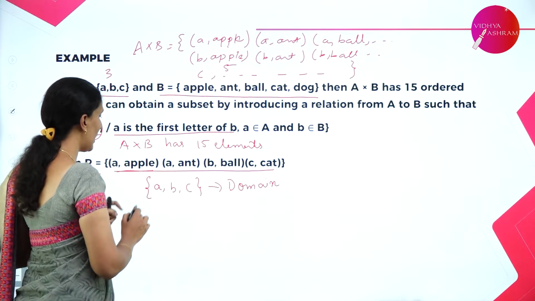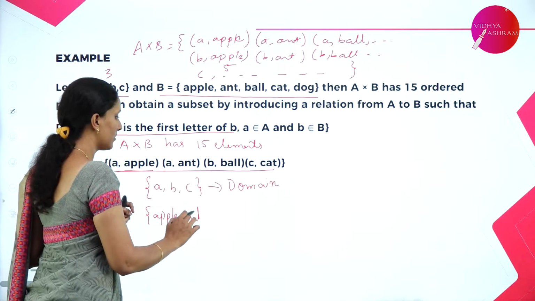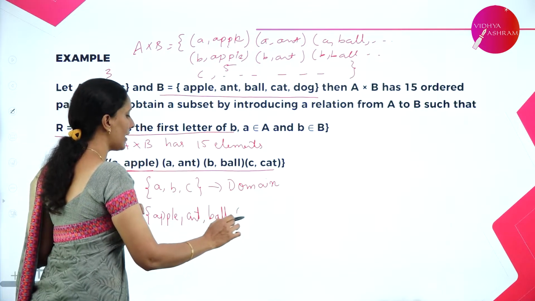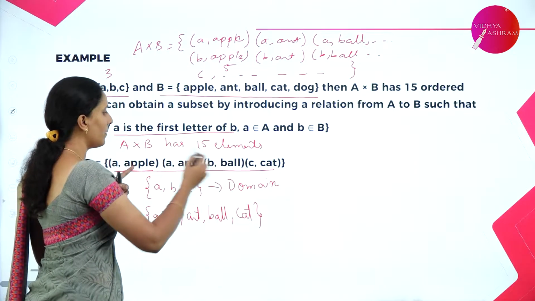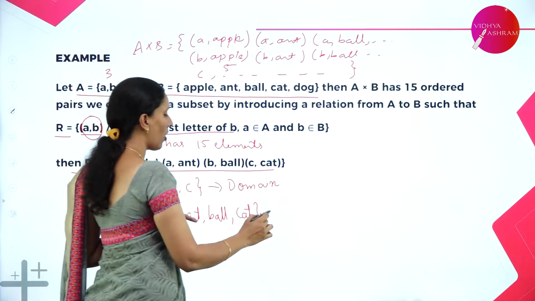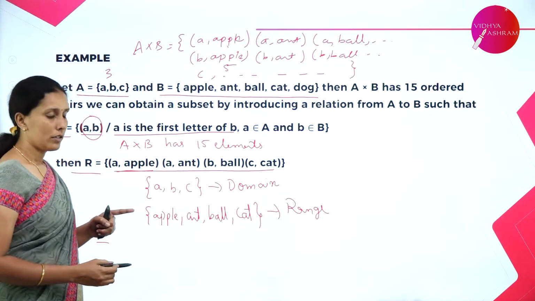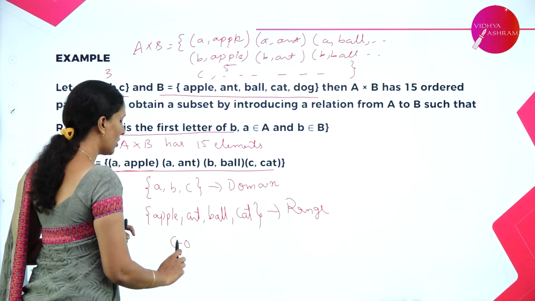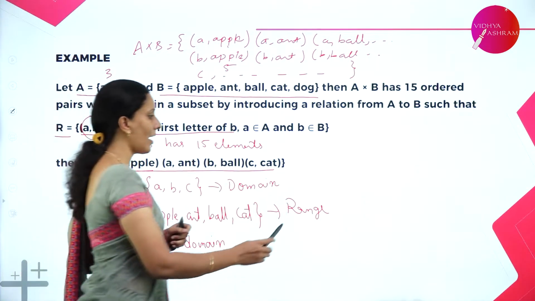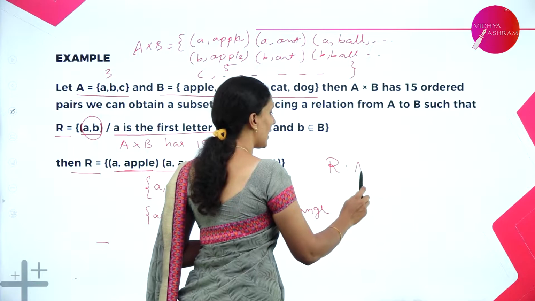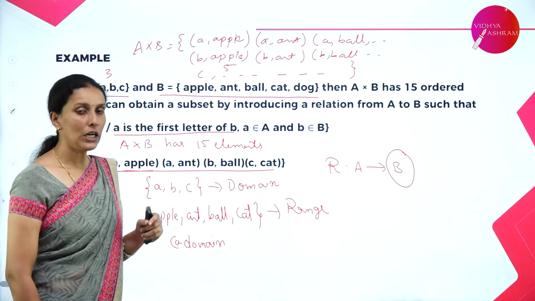And the set of all second elements. What are the second elements we have here? Apple, ant, ball and cat. So these apple, ant, ball, cat are the second elements in the ordered pairs inside the relation. They are called the range. Next we have one more set that is called the codomain set. So the codomain set is nothing but the second set inside the relation. When I say R is a relation from set A to set B, your second set, that is set B, is considered as the codomain.